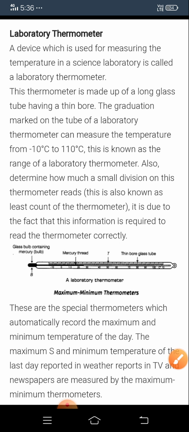The maximum and minimum temperatures of the last day are reported in weather reports, like on TV and in newspapers. For this measurement they use the minimum and maximum thermometer. So this is about the laboratory thermometer.